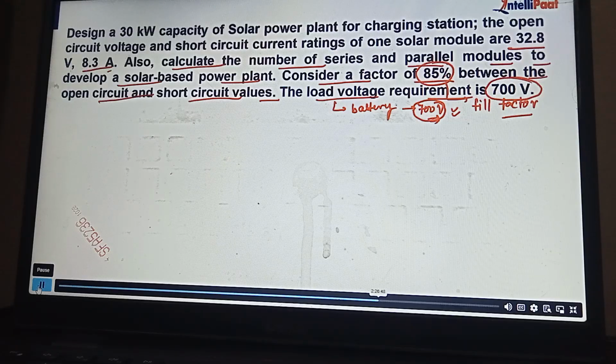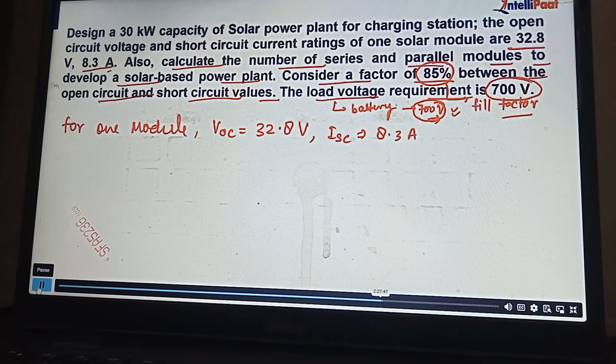How to calculate the fill factor? It is given as 85%. Sir, the VMP voltage is 27.83. Yeah, you can calculate VMP as well as other parameters. So for one module, the parameters are VOC, that is 32.8 volt, and ISC, that is given as 8.3 ampere.